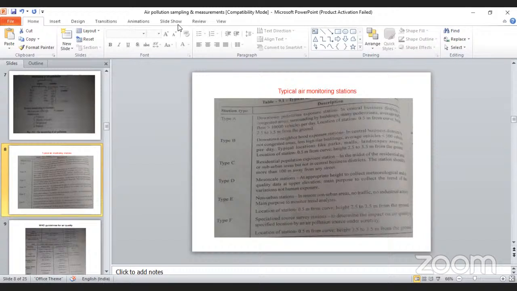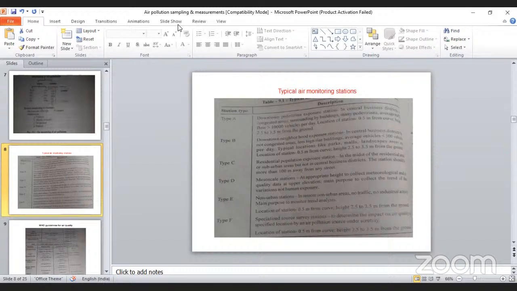There are six different types of station, standardized according to the source to be identified. Based on that, we have to record it. For example, there are type A, type B, type C, type D, type E, type F. For each type, they have a description. For example, type A, only one I will explain. Further, if you go through, you can understand.